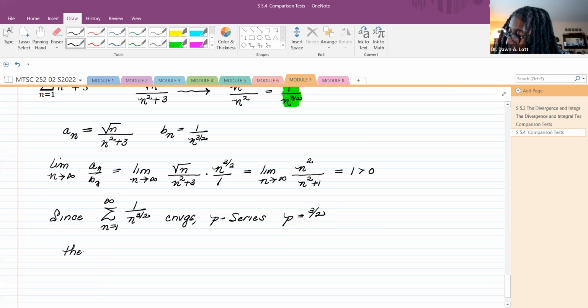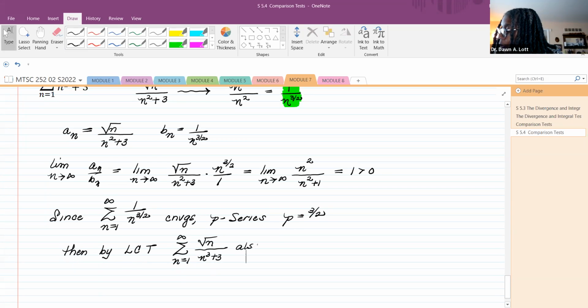Then by the limit comparison test, the summation n equals 1 to infinity, the square root of n over n squared plus 3 also converges. So you got to get this right on the test. All right, you gotta understand what this means.